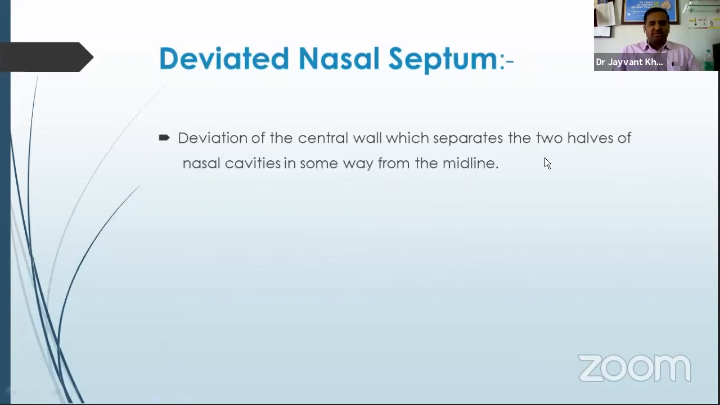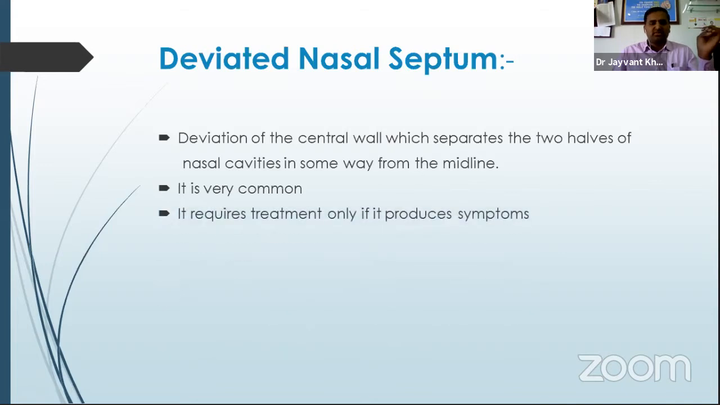deviated nasal septum. Deviation of the central wall which separates the 2 halves of the nasal cavities from the midline. It is very common. We will see the causes of deviated nasal septum. It requires treatment only if it produces symptoms. Means sometimes deviated nasal septum is present, but that type of deviation does not produce that many symptoms.